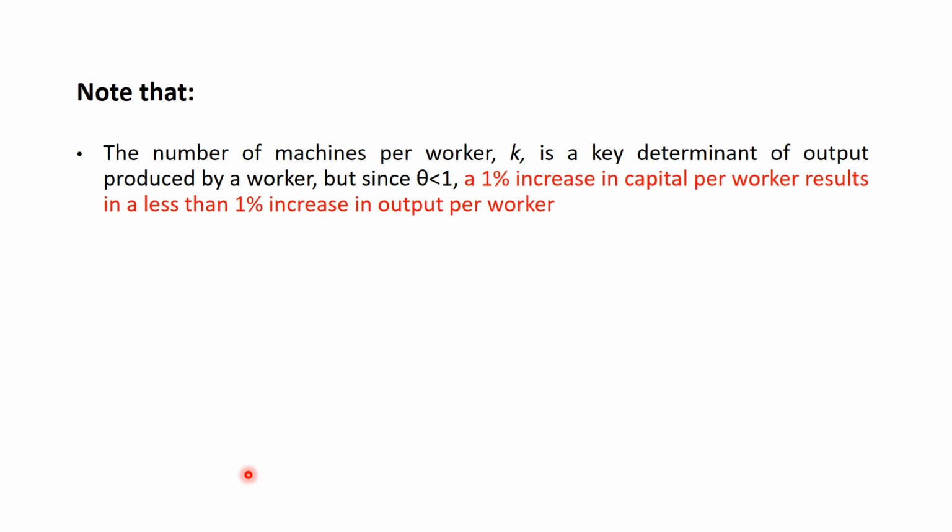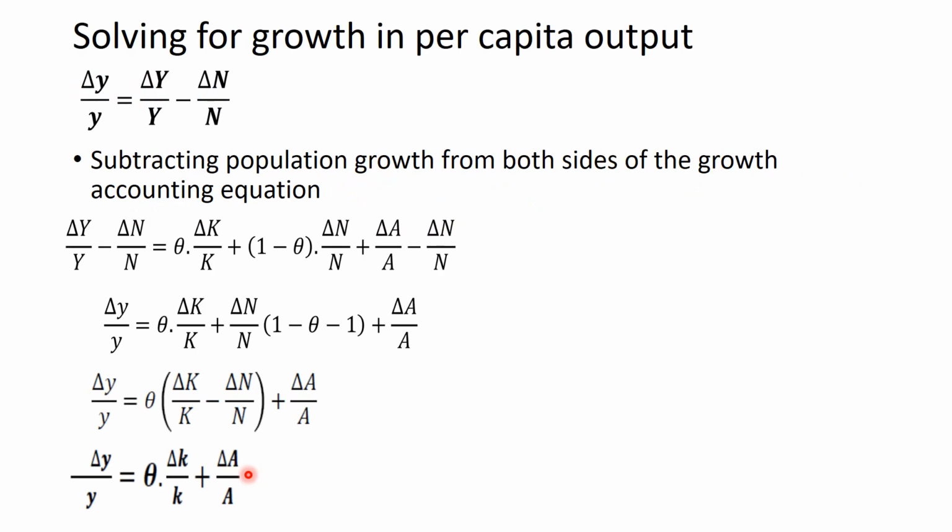What we should then note is that the number of machines per worker, K, is a really key determinant of output produced by a worker. But since theta is less than 1, if capital per worker increases by 1%, that would result in a less than 1% increase in output per worker. So to see that, and I will flip to the pen view shortly, just writing down the equation.